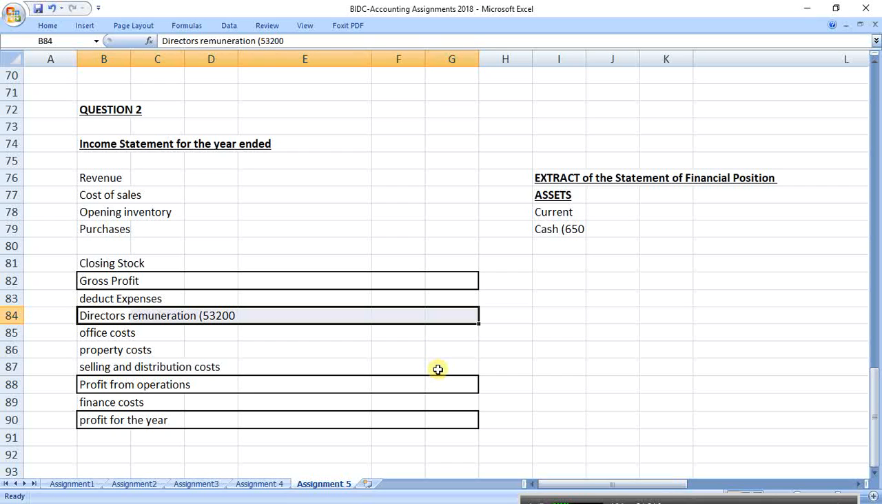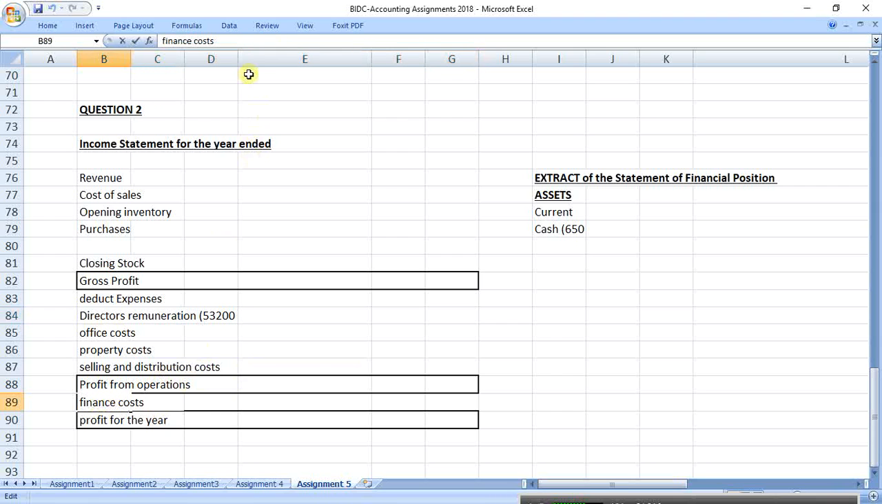Interest paid. What is interest paid? An expense. Good. We need to put that here. Okay. Where would it go? Finance costs. Okay. Interest is part of finance.